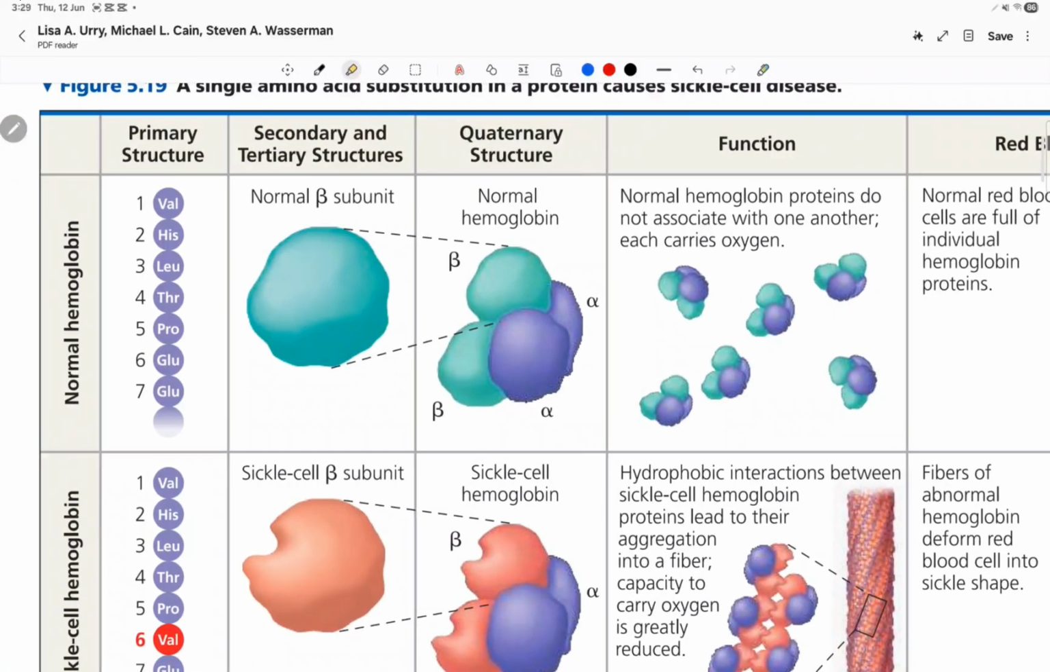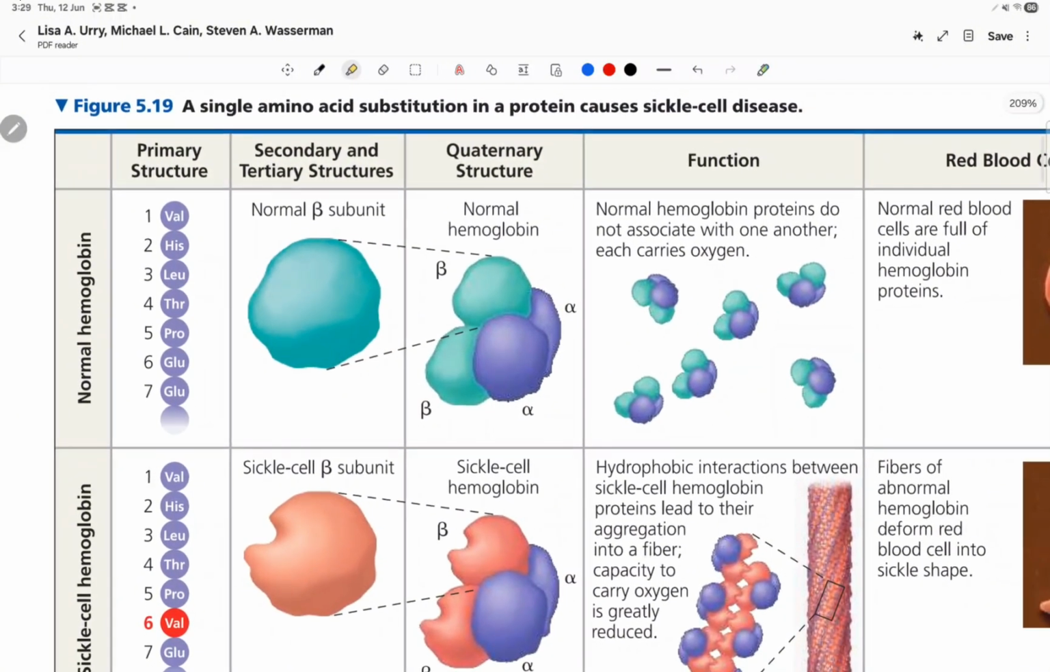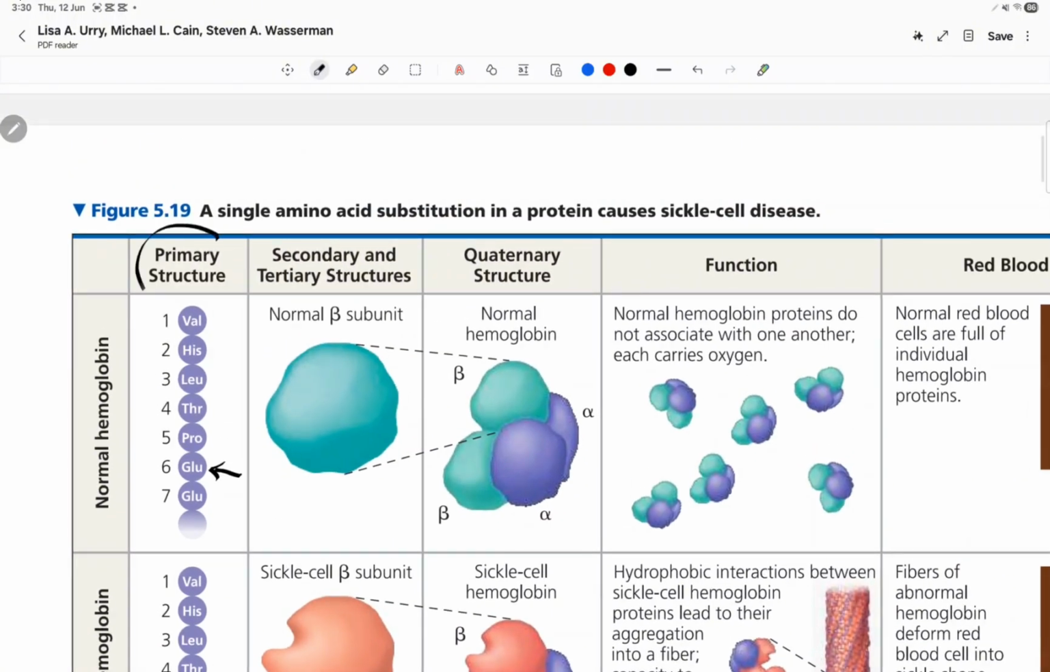Now, sometimes a problem in the primary structure can destroy the entire protein. For example, hemoglobin. Its importance is to transport oxygen. So if you mess up with that function, your body cells will then starve for oxygen. So in this case, the primary structure was affected and the 6th amino acid changed from glu to val. In which structure? In the primary one.